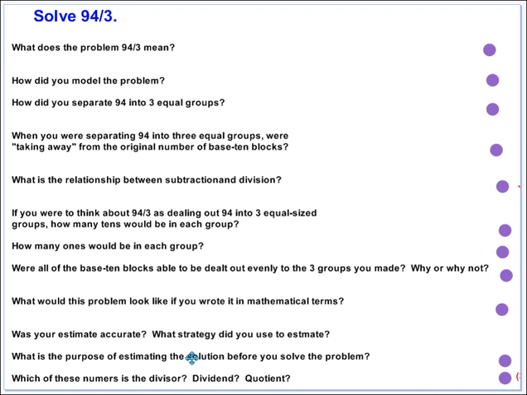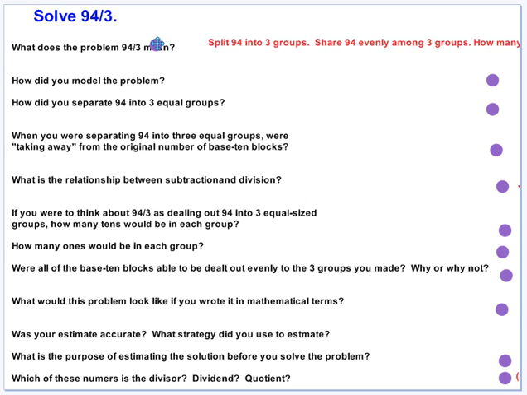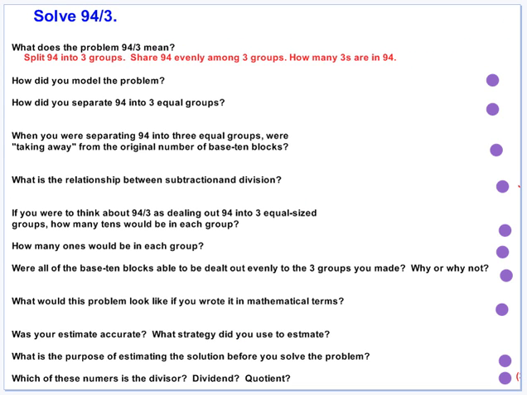So first off, we're going to ask, what does the problem 94 divided by 3 really mean? We could have come up with some answers, maybe like this, that we're splitting 94 into 3 groups, or that we're sharing 94 evenly among 3 groups, or we could be asking ourselves how many 3's are in 94. So there's 3 different ways of saying what this problem means.